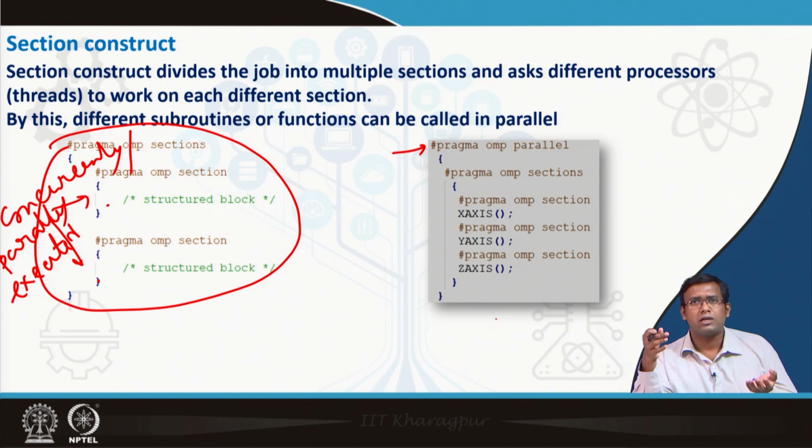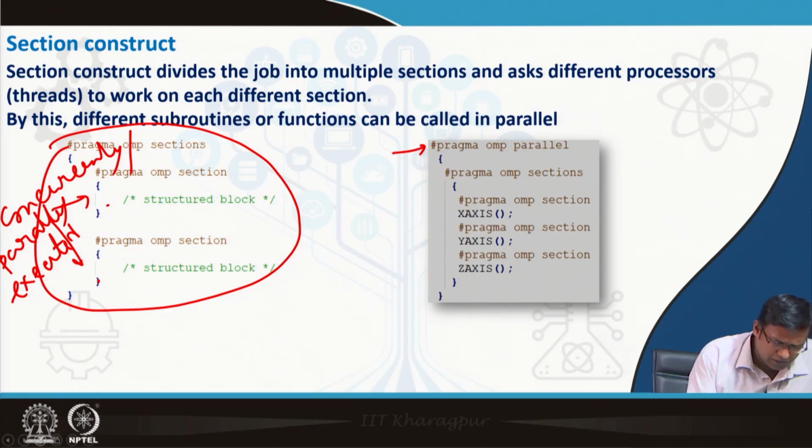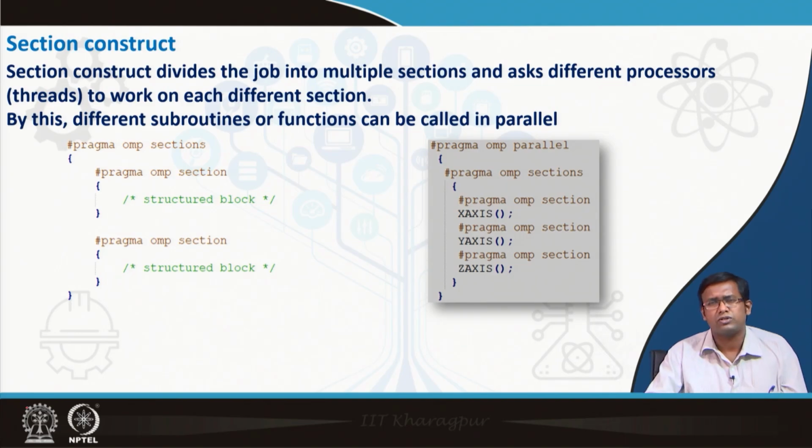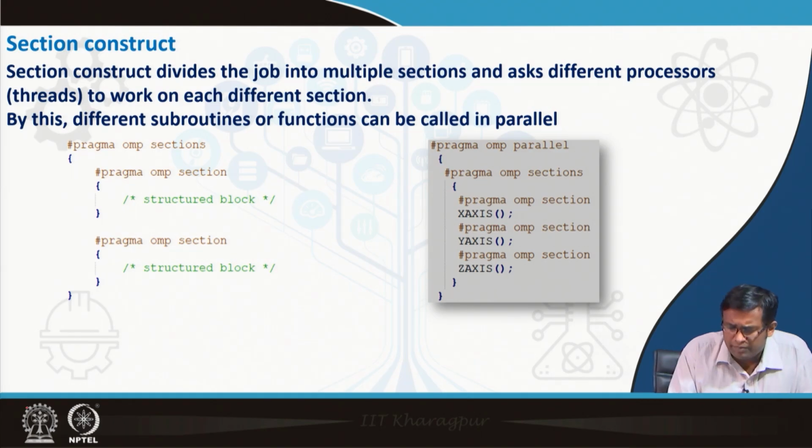Once multiple threads are launched, through pragma OMP sections you can have different sections executed by different threads in parallel. So, this is a way in which you can call different functions or different subroutines, which can act independently, and they can be called in parallel. So again, pragma OMP parallel launches the parallel construct. Inside the parallel construct you have to use pragma OMP sections.